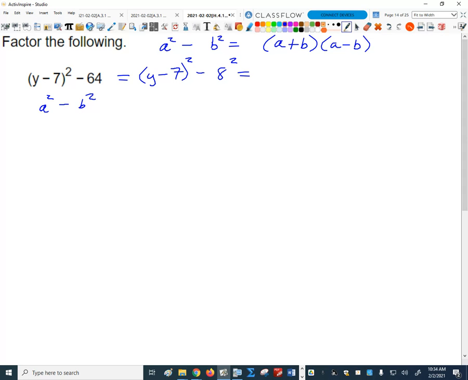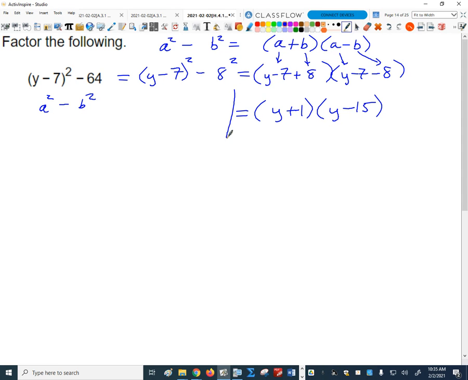So what's that going to look like then? What's my a? What's the first thing that's being squared here? Carrie? Y minus 7. Okay, good. So that's going to be y minus 7 plus what? 8. 8 times y minus 7 minus 8. And I can simplify those. Y minus 7 plus 8 is just y plus 1. And y minus 7 minus 8 is y minus 15. We got it. Tricky.